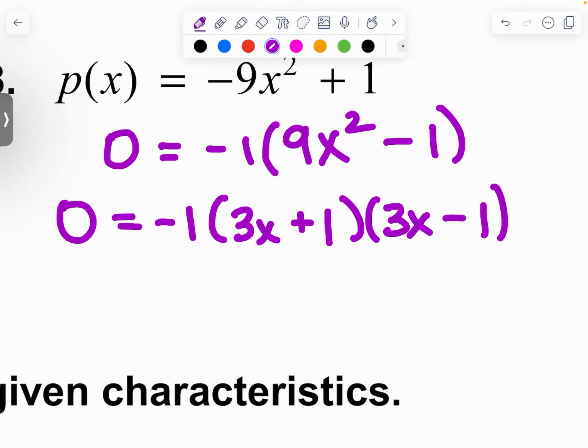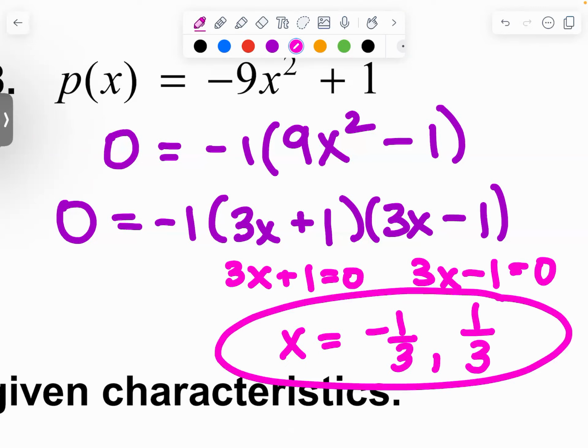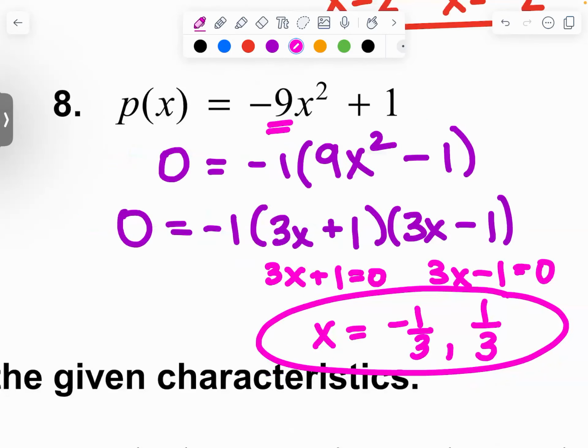Okay. So if I set these factors equal to 0, then we are getting negative 1/3 and positive 1/3. Okay, so we're intersecting the x-axis close to the origin. We have a super skinny parabola that's upside down and shifted up 1. So we're looking at the 9 right here. Yeah. Okay.